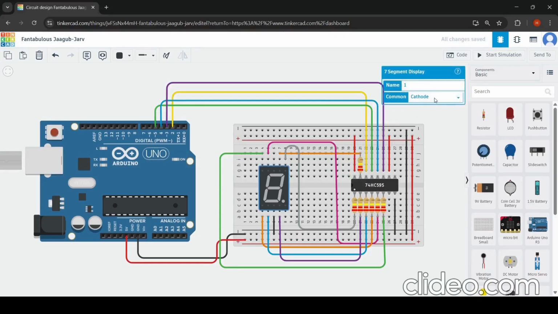Now let us change it to the common anode, right? Now only one thing will change. You just need to extend this wire from the negative terminal to the positive terminal, right? Because it is common anode, the common pin will be connected to the positive rail of the breadboard, right? So this is the complete circuit for the common anode. The circuit diagrams for the common cathode and common anode are very simple. You just need to change this wire for the common pin, right?